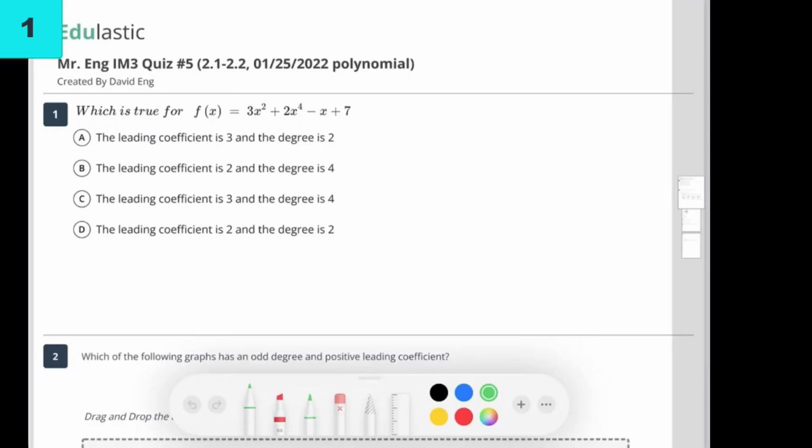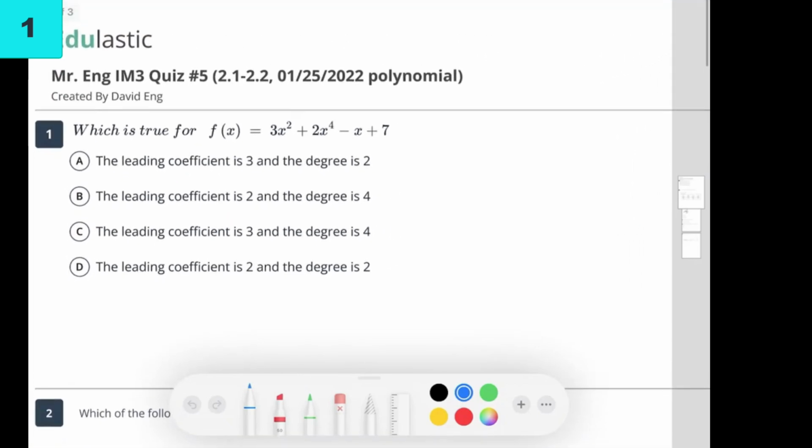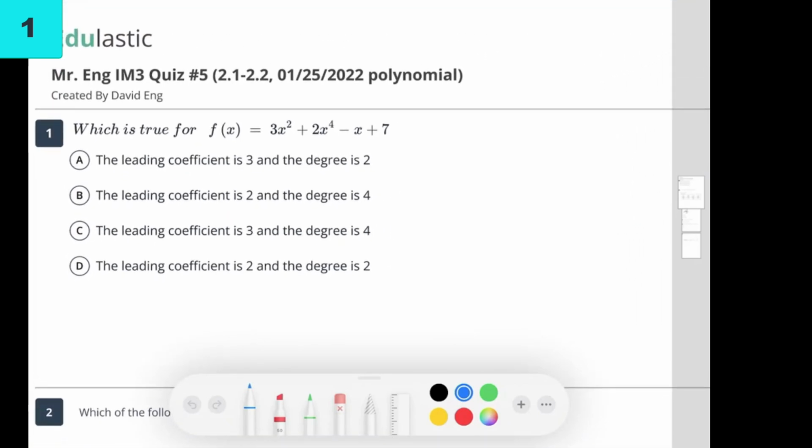Hey guys, let's go over quiz number 5. January 25th, 2022, talking about polynomials: which is true of this function? Okay, the first thing is this thing called the leading coefficient. The leading coefficient is the one in front of the highest degree.